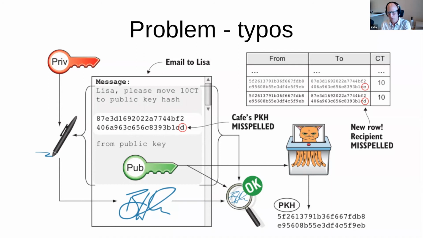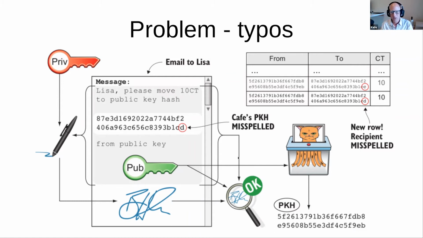But there's one problem with this. Suppose that John makes a typing error. He sends a message to Lisa and asks Lisa to move cookie tokens to this public key hash, where the last character is a D instead of a C. So he's making a typo here. What happens then?